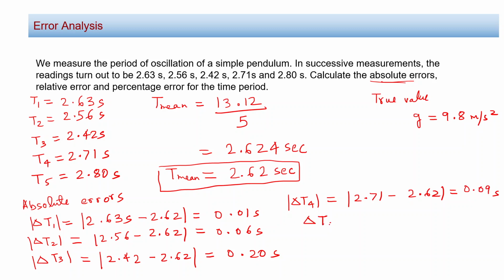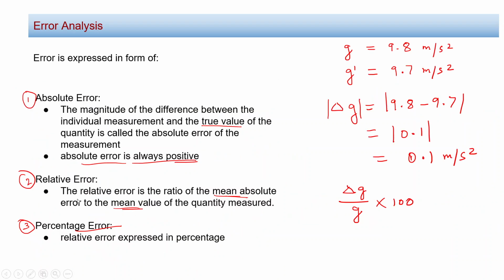And the absolute error in T5 is 2.80 minus 2.62, which will give 0.18 seconds. So these are the absolute errors in each of these readings. Now to find out relative error, if you recall, I said we'll take the mean of all the absolute errors and the mean value.